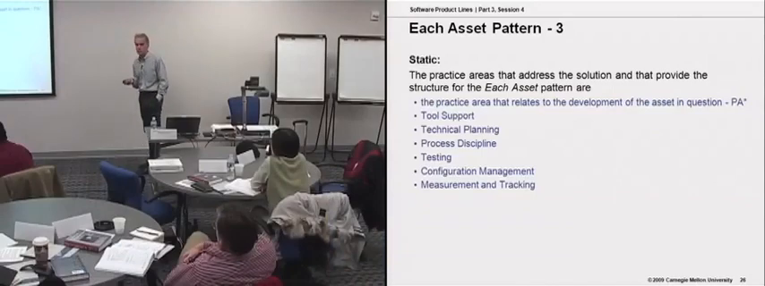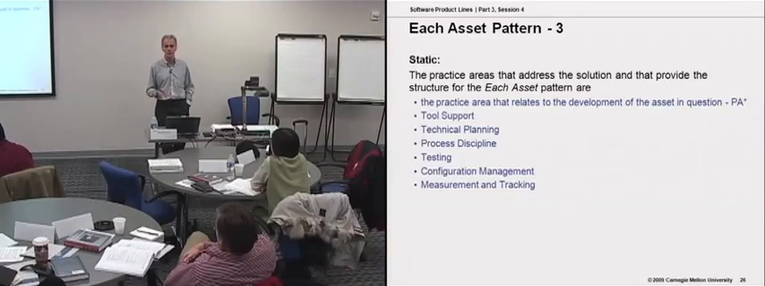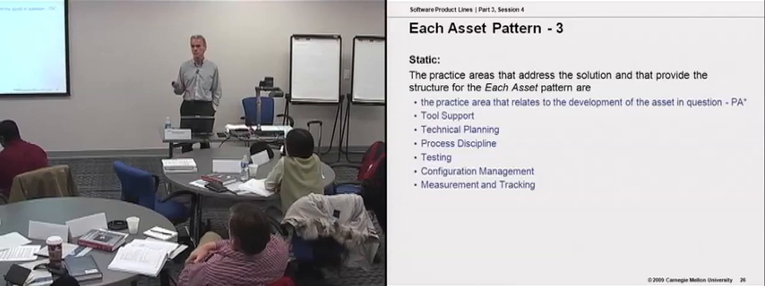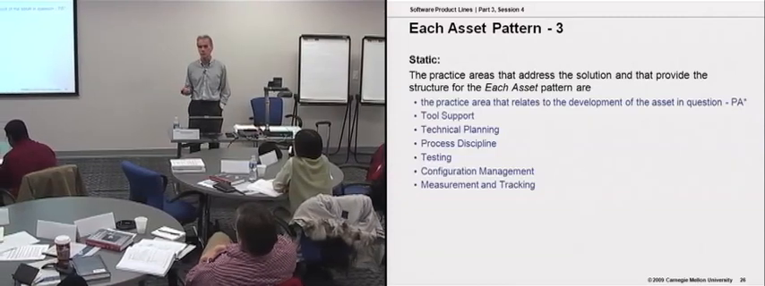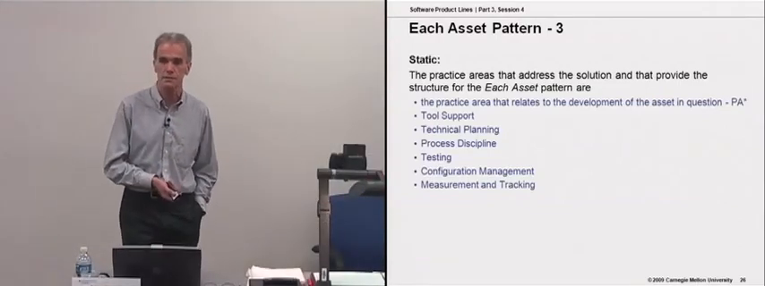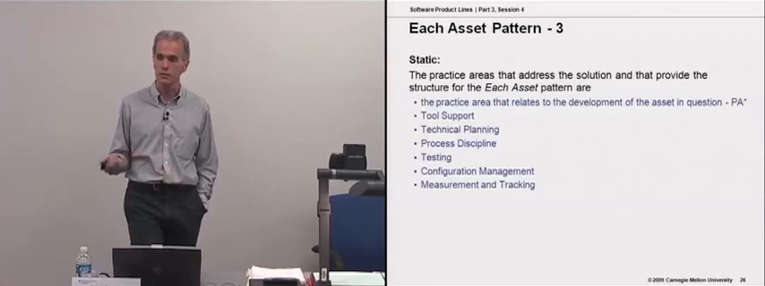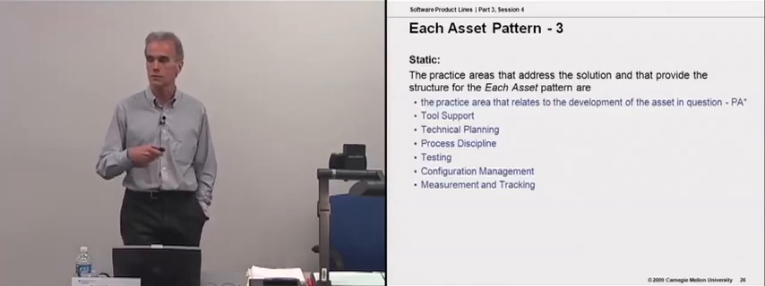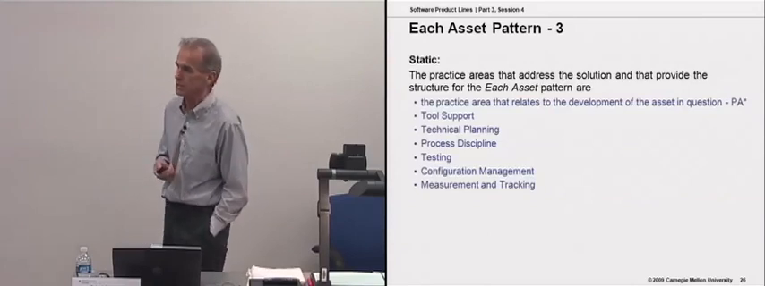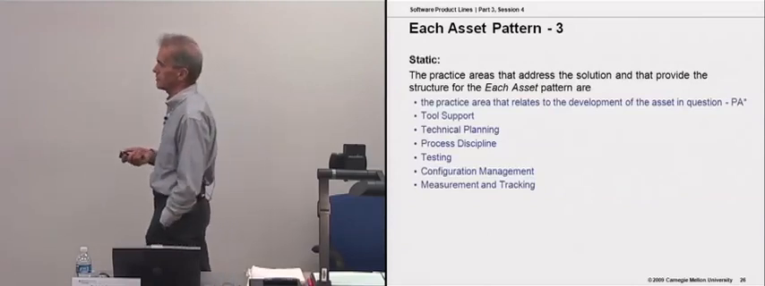So PA star is requirements engineering if you're creating a reusable requirements asset. It's building a business case if you are creating a reusable business case. It's market analysis if you are creating a market analysis for an entire product line. So it could be software or non-software assets. This pattern applies to each of the assets in the core asset base.